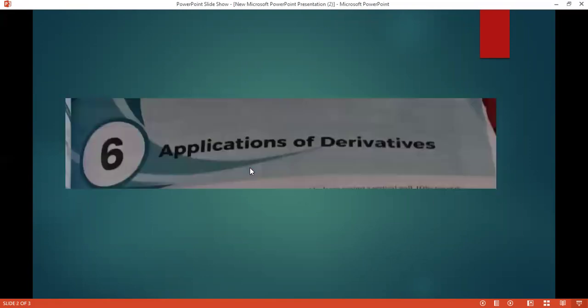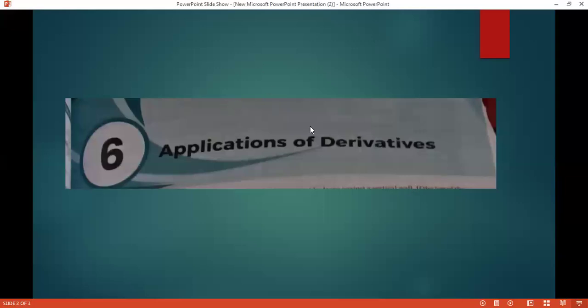Hi students, today we are going to observe the applications of derivatives topic which is related to the JEE Main and Disha Publications questions. Okay, one by one we will do. That is in Disha Publications, the chapter number, let us observe the chapter number, that is sixth chapter, applications of derivatives.